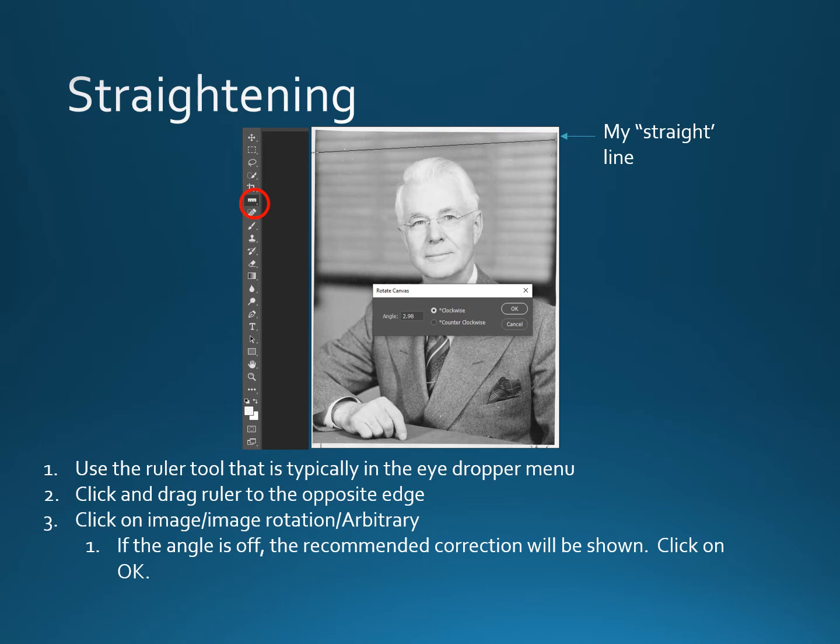As soon as you click on arbitrary, if the angle is off, if it's not straight, then you'll see in the middle of this image a little box that says rotate canvas, and it's suggesting that there's an angle of almost 3 degrees there, and it needs to be corrected clockwise. And so when I click on OK, it will go ahead and straighten that image up for me.